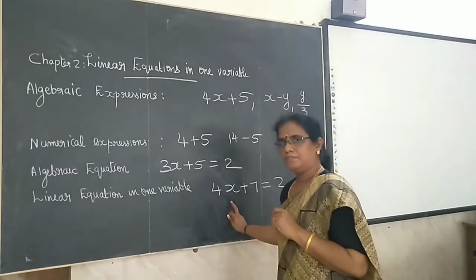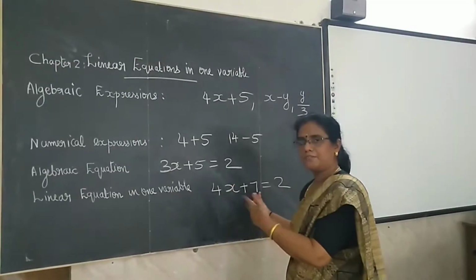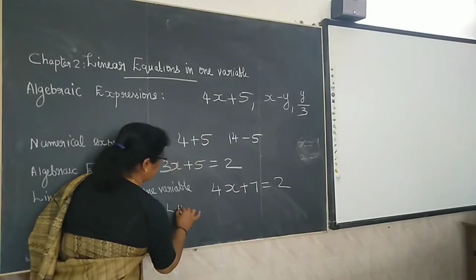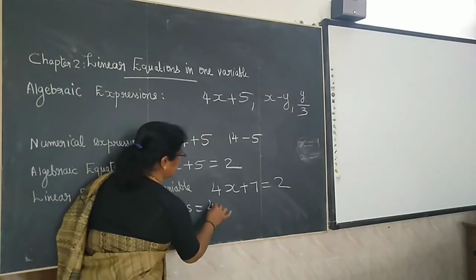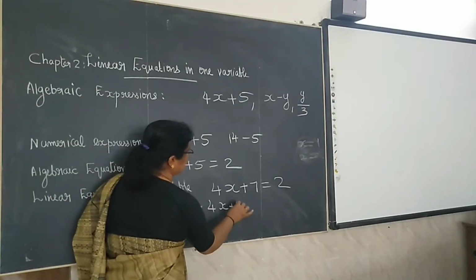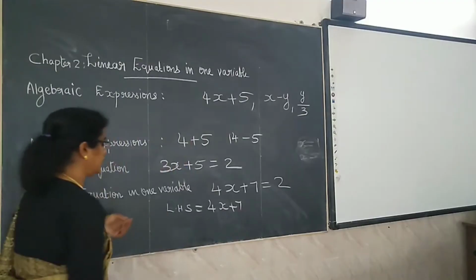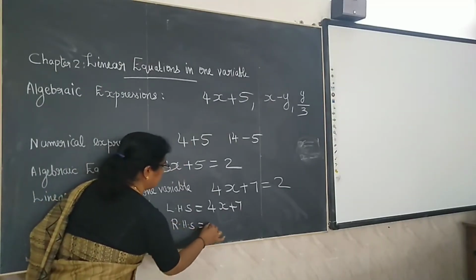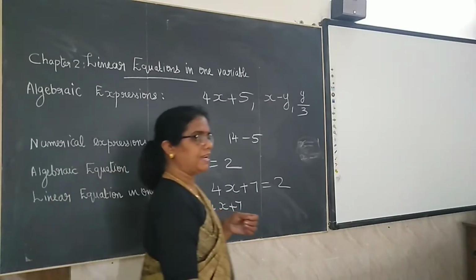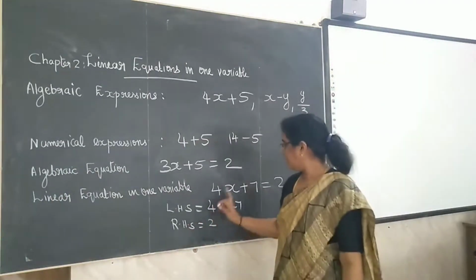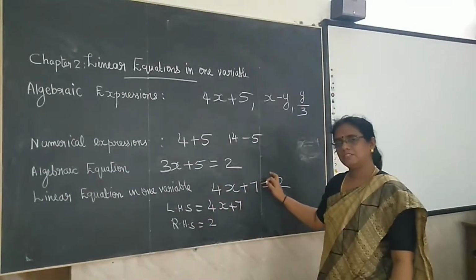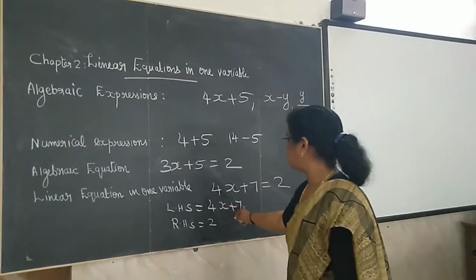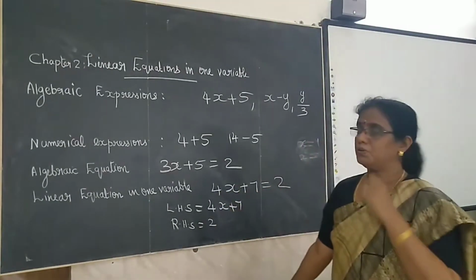Now, in an equation, this part, that is left side part, is called LHS. Left side part is called LHS, that is 4x plus 7, and RHS is 2. That is right hand side. This is left hand side and this one is right hand side. So LHS is 4x plus 7 and RHS equal to 2.